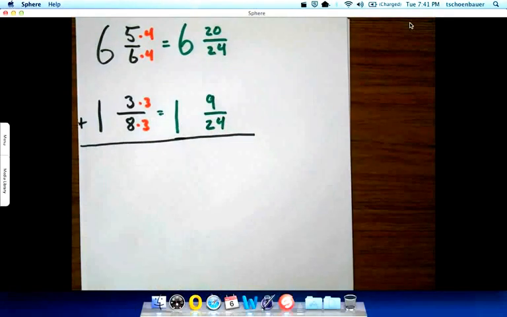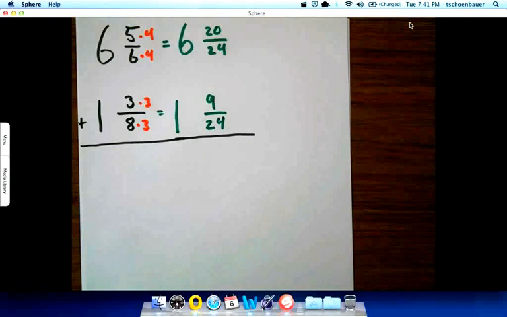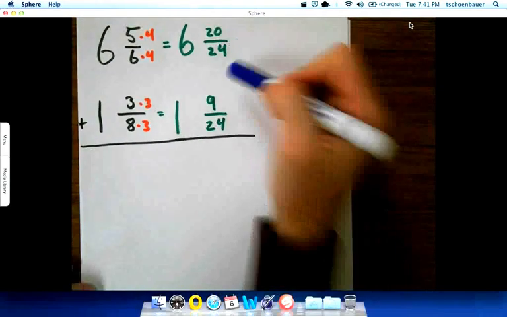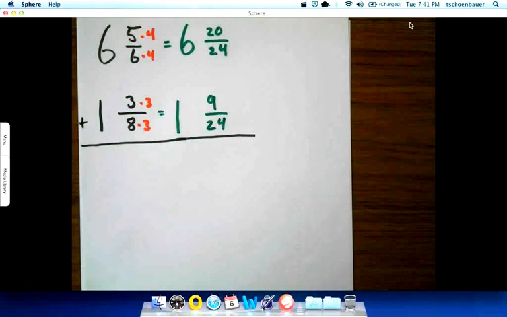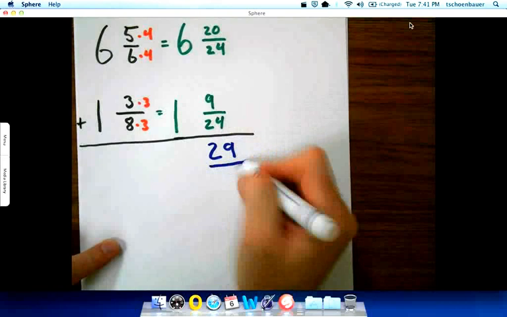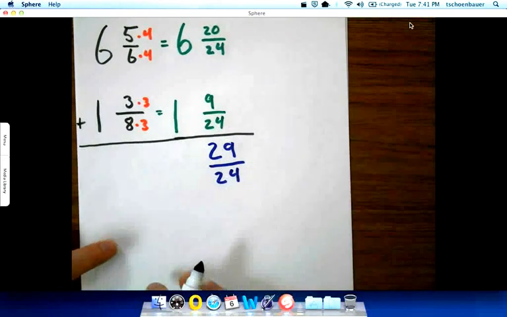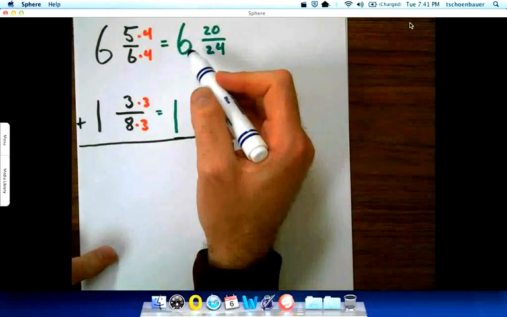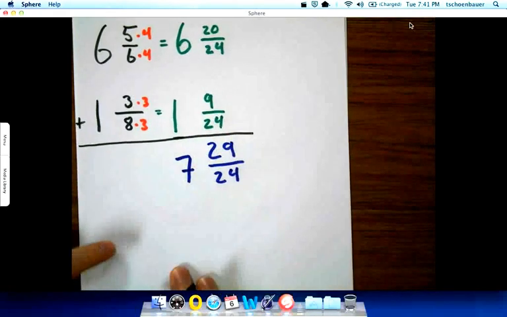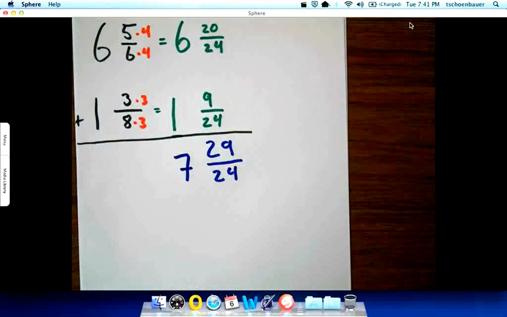Now that my fraction pieces have common denominators, I can add numerators. So 20 24ths plus 9 24ths becomes 29 24ths. And adding my whole number piece, 6 plus 1, is 7. Now we have 7 and 29 24ths.